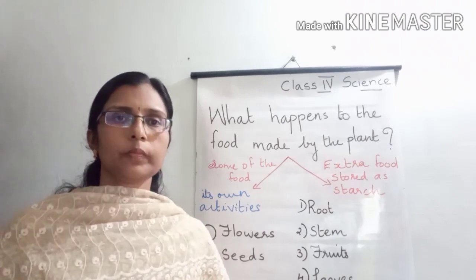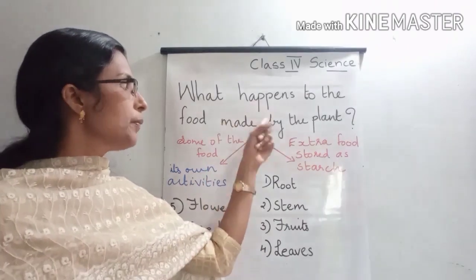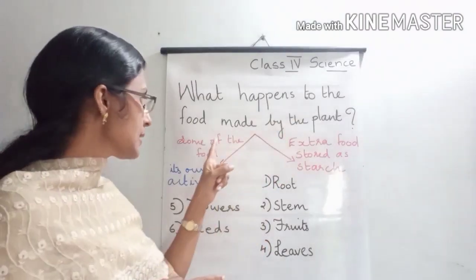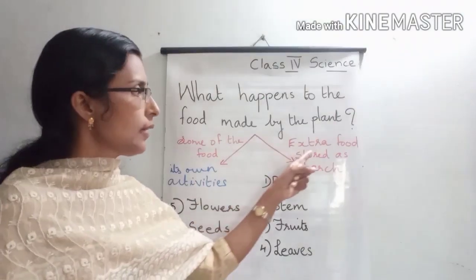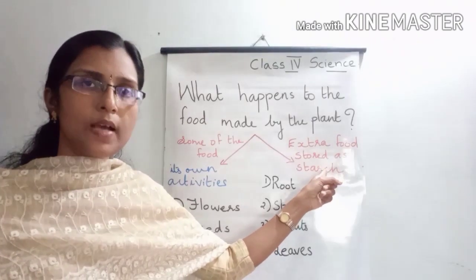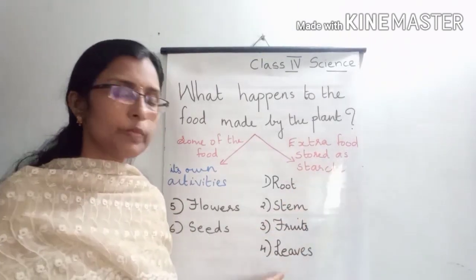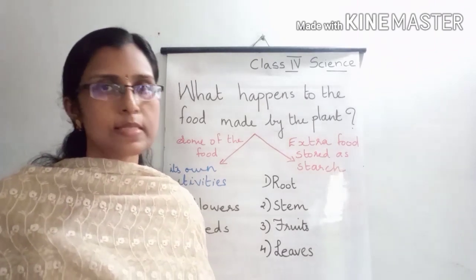pulses, etc. So dear students, the food made by the plant is used for its own activities and extra food is stored as starch in various parts of the plant. Are you all clear? Yes.